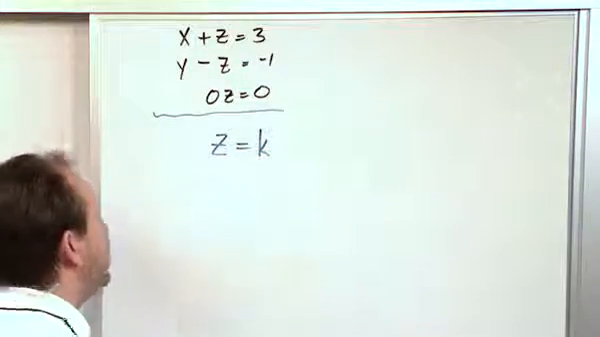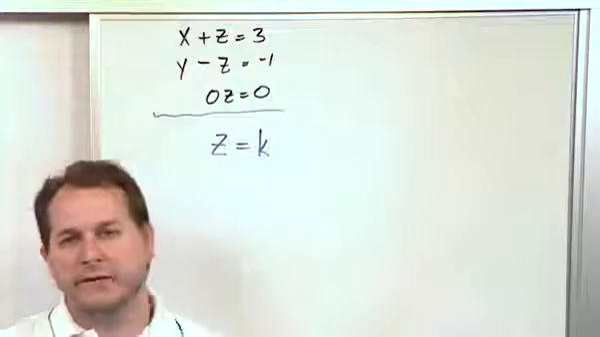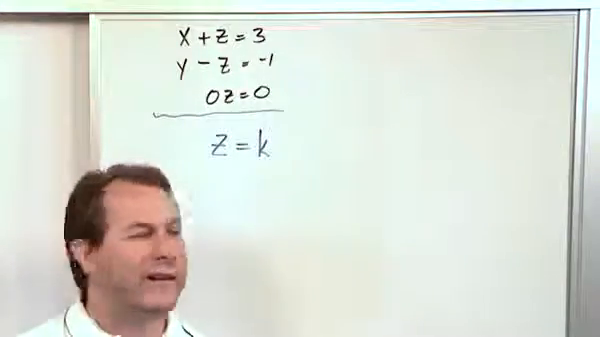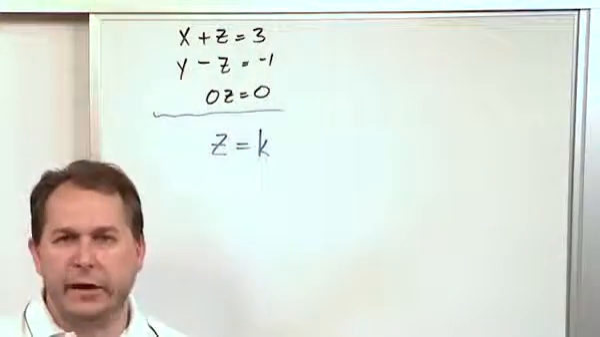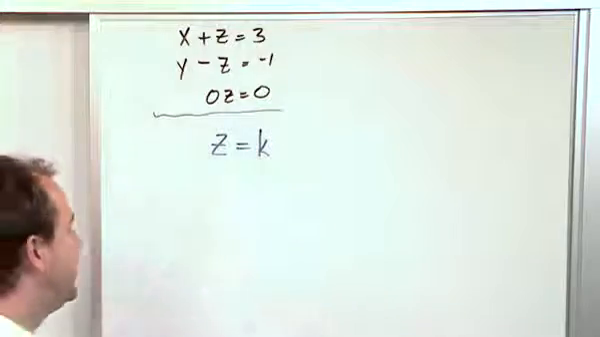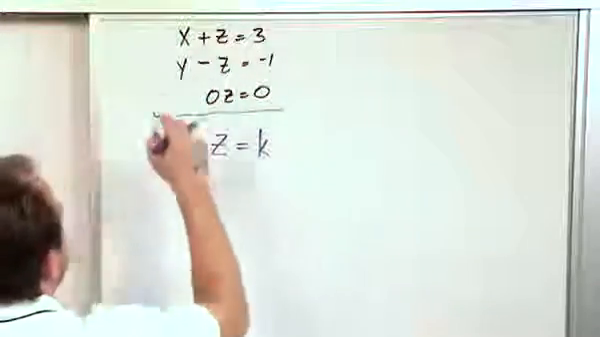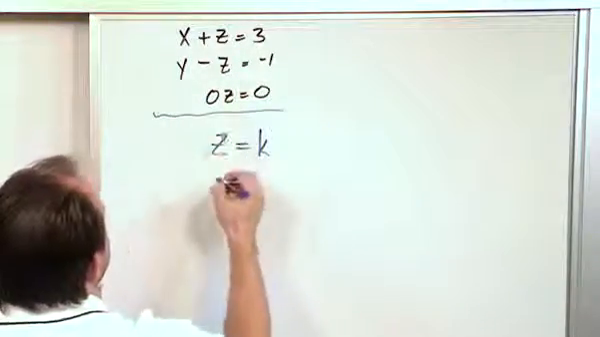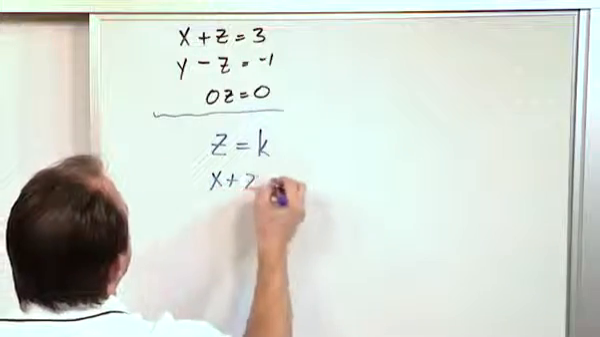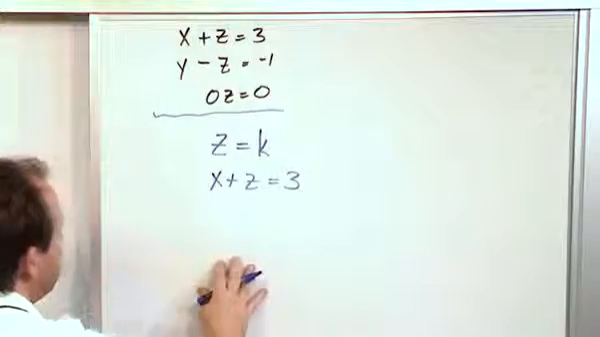So we assign it a value of k. z can be 5, z can be 10, z can be 14. We use the letter k like this to denote any number we want. We say that that is the case. Now then we go back up to our other equations and we say, all right, x + z = 3. All right?